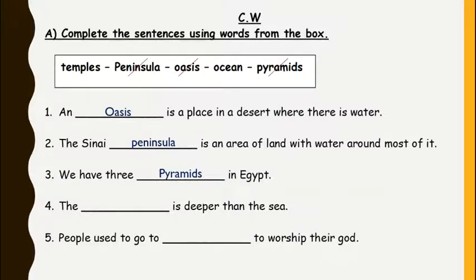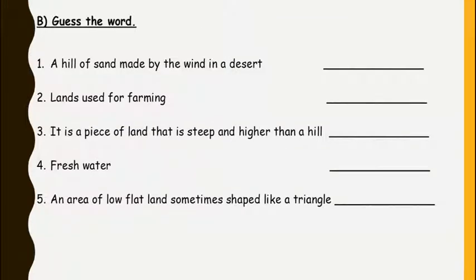The dots is deeper than the sea. What's deeper and bigger than the sea? Of course, it's the ocean. Excellent. Okay. Number five. People used to go to dots to worship their god. We said that people sometimes go to temples to worship their gods in some religions, not all religions. Okay. Next exercise. We have guess the word.